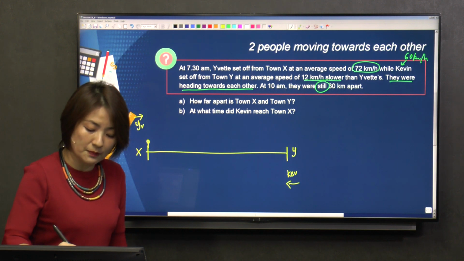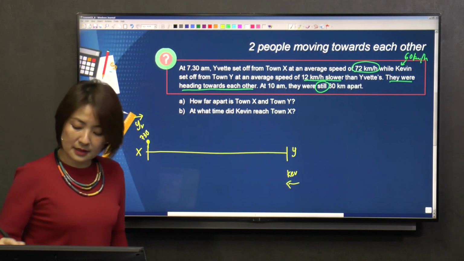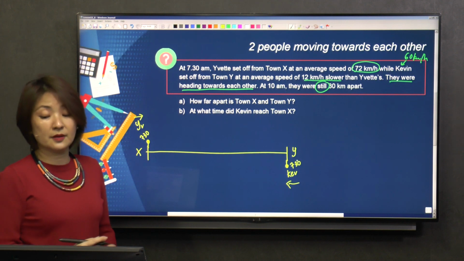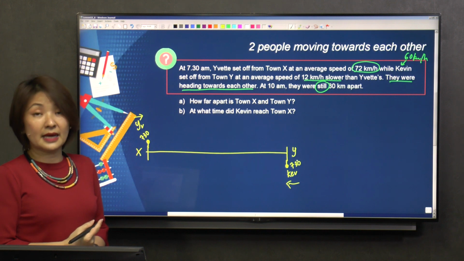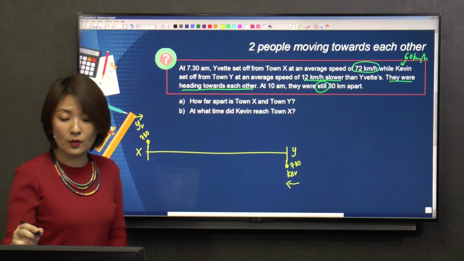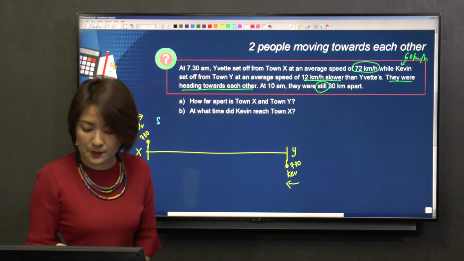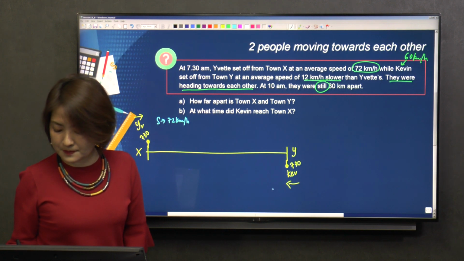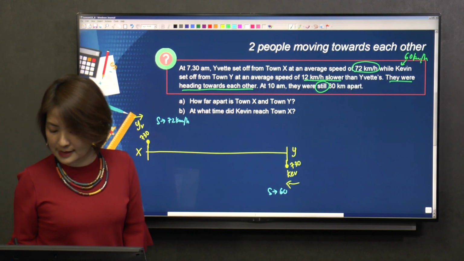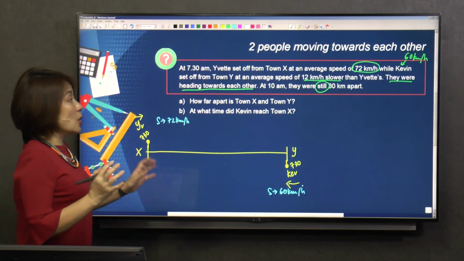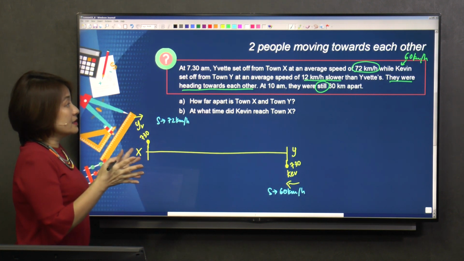So I have a lollipop, 7:30. This is a lollipop, 7:30. Okay? And then they told us the speed. The speed of Yvette is 72 kilometers per hour. Okay, fine. I'll just write it. Speed, 72 kilometers per hour. And this Kevin here, speed, how much? 60 kilometers per hour. Okay? So all the information has gone in.